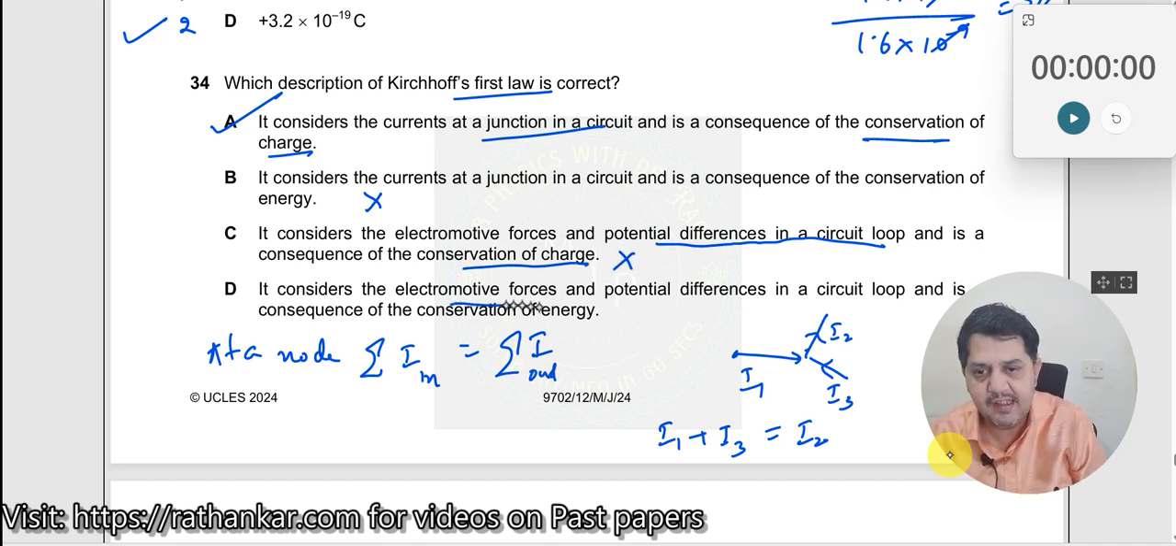So here once again, this one statement is correct. This statement is also correct, only if the question was asked for KVL, okay, not for the first law.